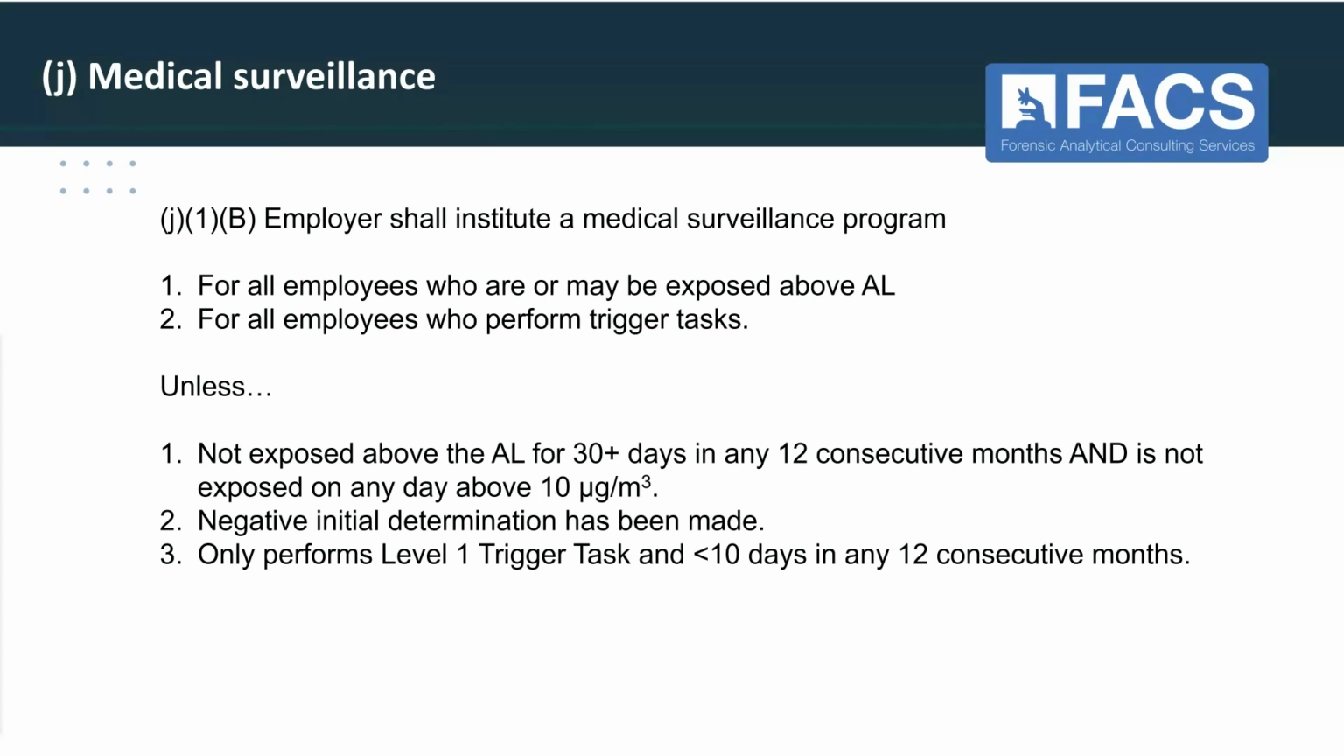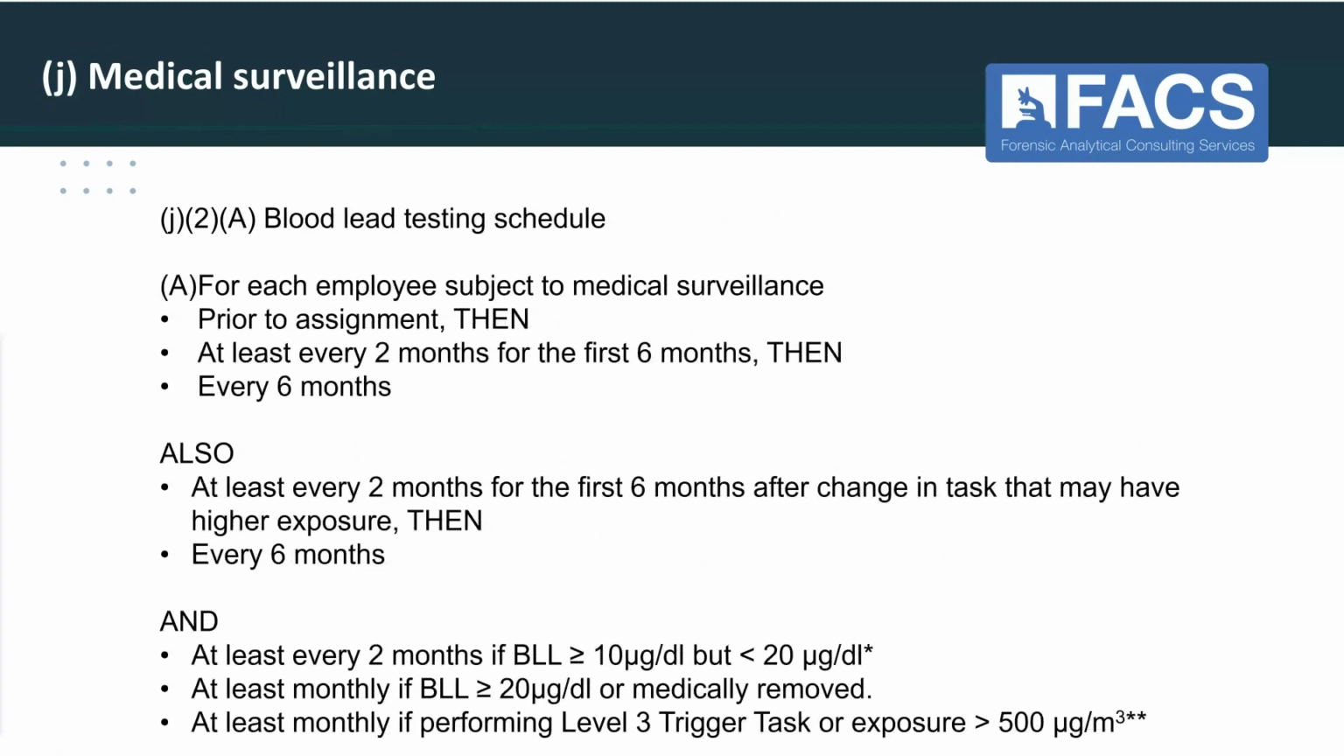And then if you start to get hits, they've got to go every 2 months if you're greater than 10 but less than 20, monthly if they're greater than 20 or medically removed, and at least monthly if they're doing level 3 trigger tasks. For those folks doing torch cutting or lead burning or abrasive blasting, that kind of stuff, they need to have monthly blood lead testing.